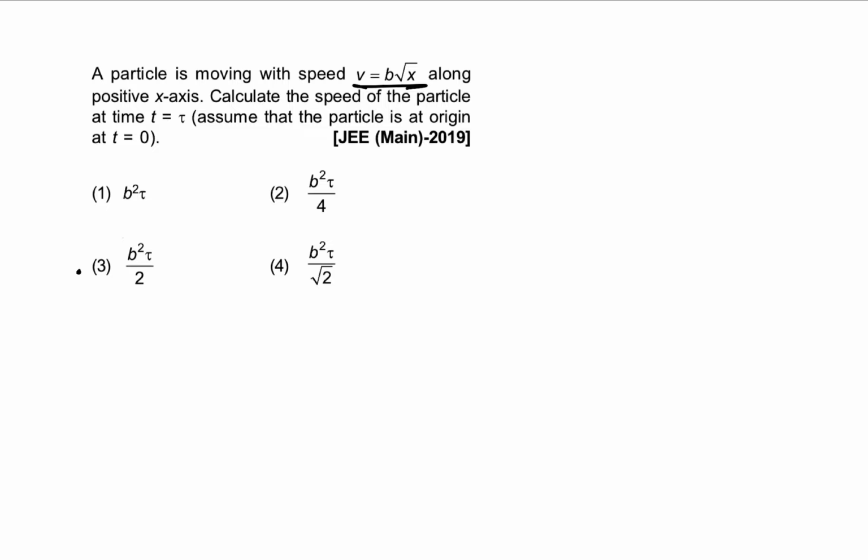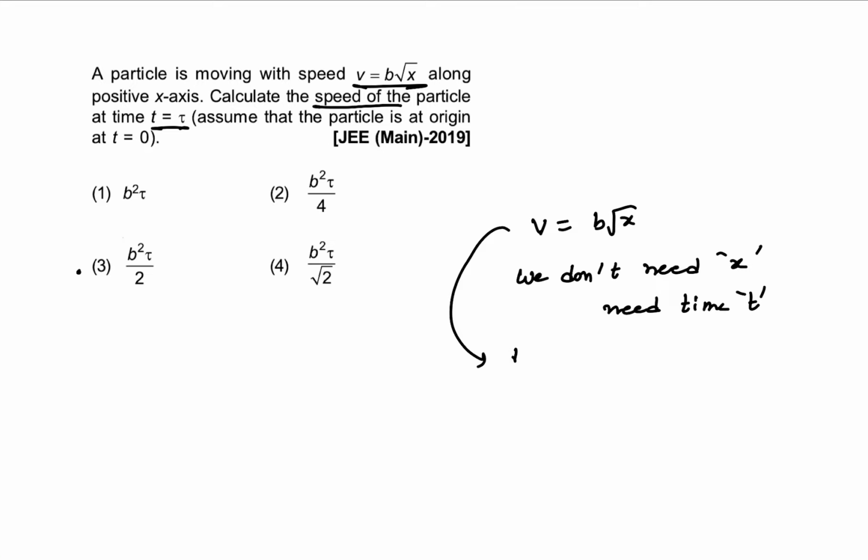Next question: a particle is moving with a speed v is equal to b root x along the positive x-axis. Calculate the speed of the particle at a time t is equal to tau. They are asking what is a tau. Observe this carefully: v as a function of x is given, but they are not asking acceleration. They are asking speed only at a time. You don't want an x relation; we don't need x in the equation. What you have to do is need time t.